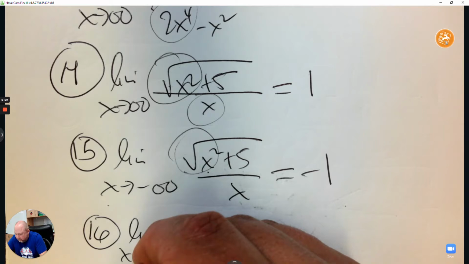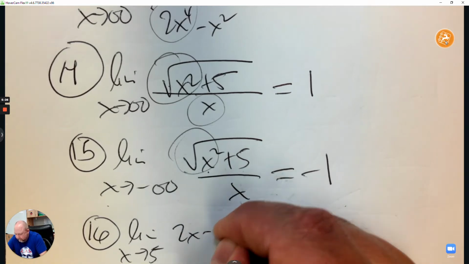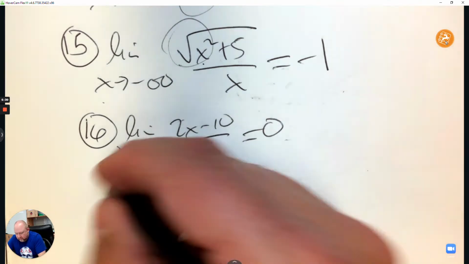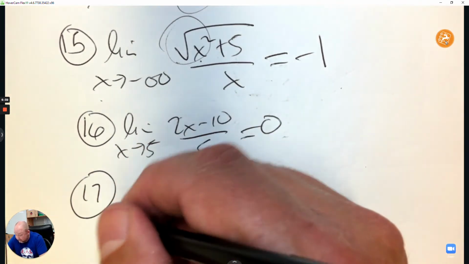The limit as x approaches 5. That answer is just evaluate, and it's 0, not indeterminate. Again, press pause.